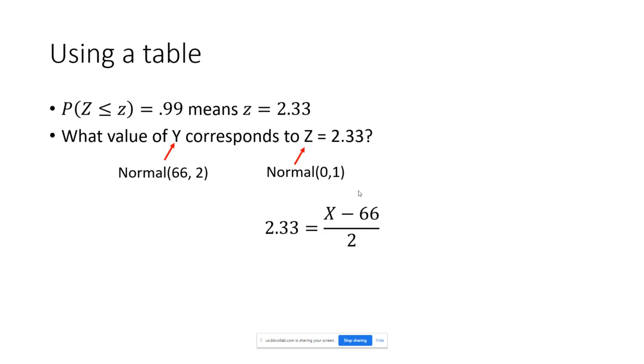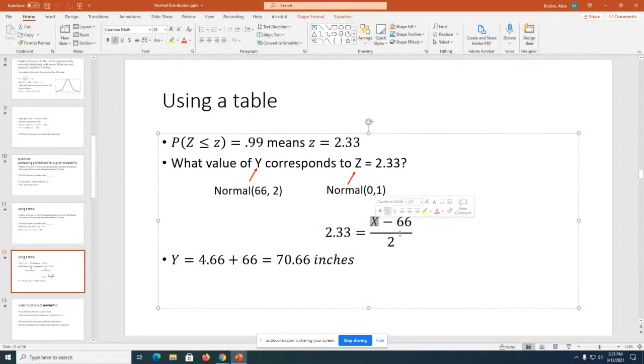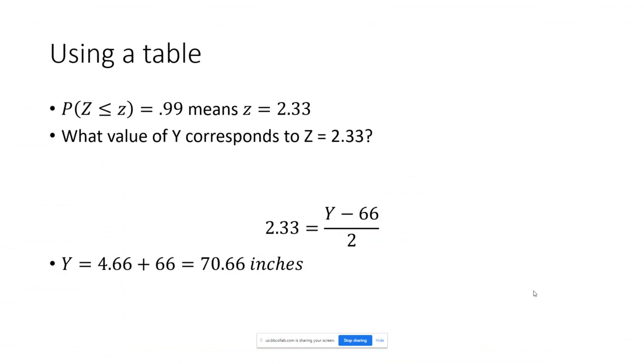So we can use that same formula as we had before, z equals x minus mu over sigma, but we're just doing it in reverse. So 2.33 equals x minus 66 all over 2. So we get that y or x. I am messing with my variable names. Let's change this to y. So we get that y is 66 plus 2 standard deviations would be 4.66. So 70.66 inches.